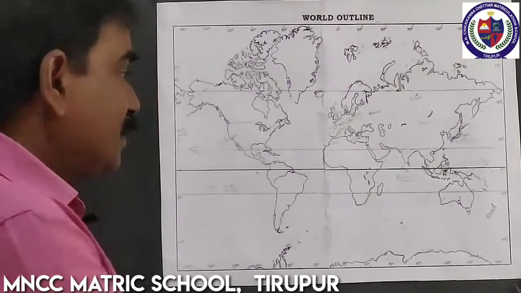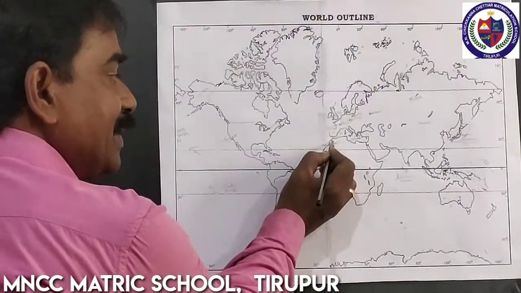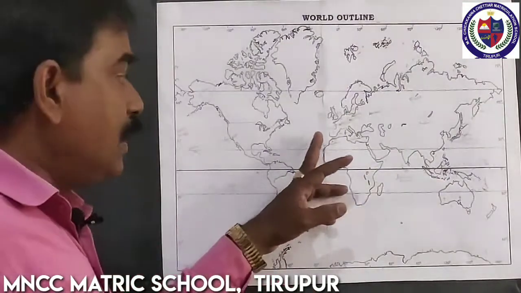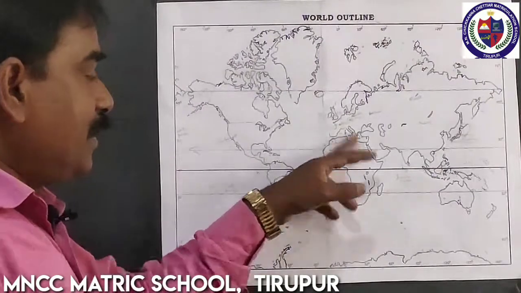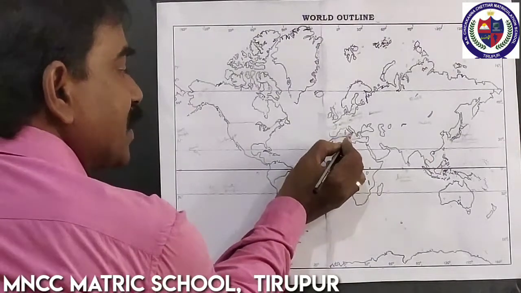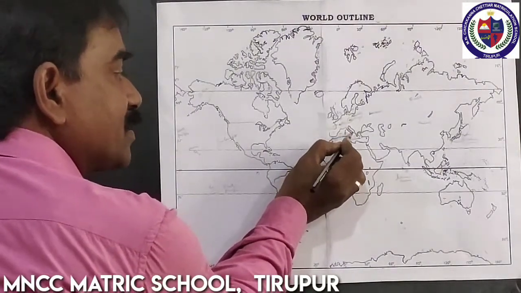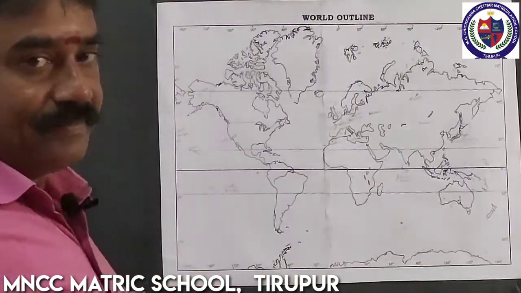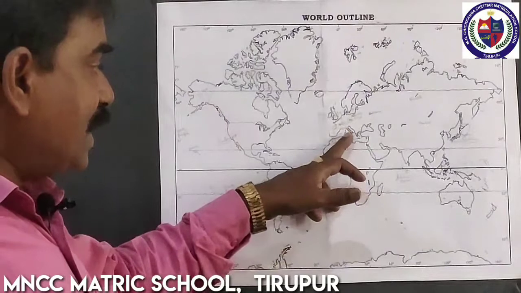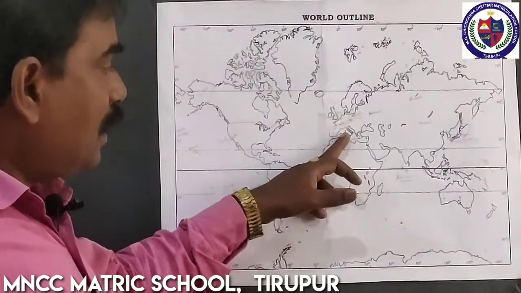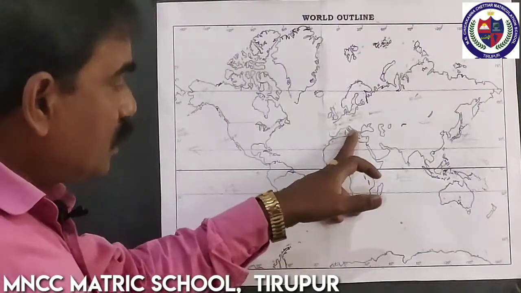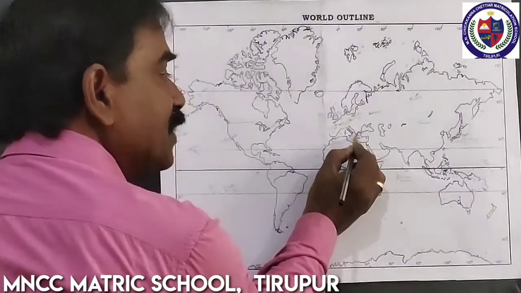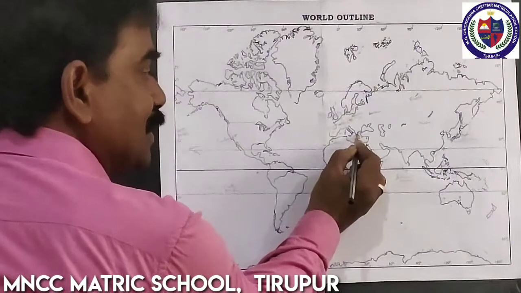Okay. Then Morocco. If you mark here, this is Morocco. Then the hand-like structure below France. See here, hand-like structure is called Italy. This is Italy. And down to that Italy, see here, if you mark this tip, it is called Greece.